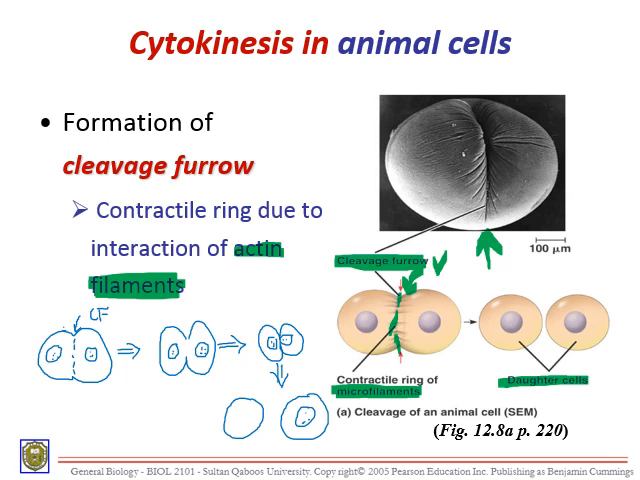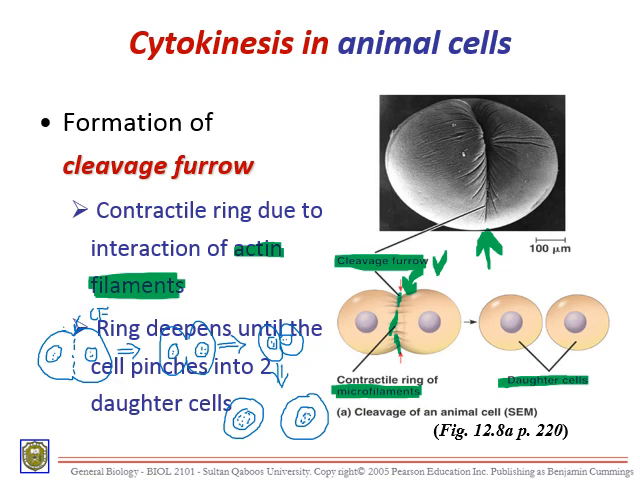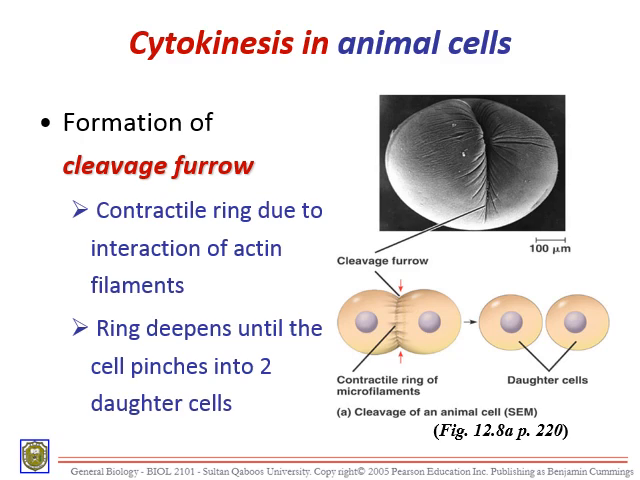So it happens step by step, okay, where the contractile ring goes deeper and deeper until finally a single cell has pinched into two daughter cells. Okay, so the ring deepens until the cell pinches into two daughter cells. I'm sorry, I have written on top of that. Let me just erase all the ink. Okay, so the ring deepens until we have the cell pinching to form two daughter cells.